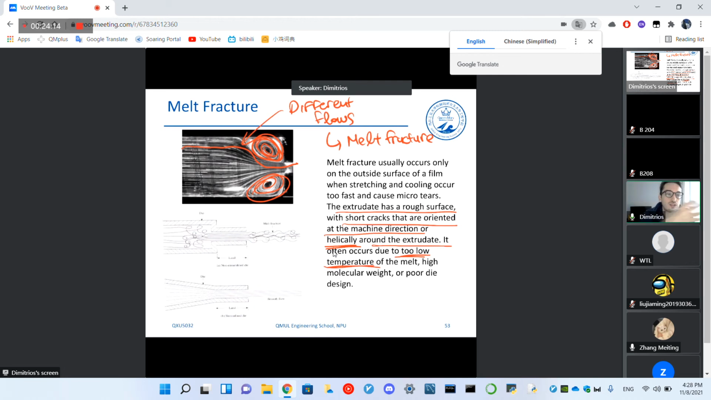Let me write this down. Because we don't achieve melt flow, pressure is developed at the die region. And because of different pressure, we have different flows, okay? And the melt fracture.